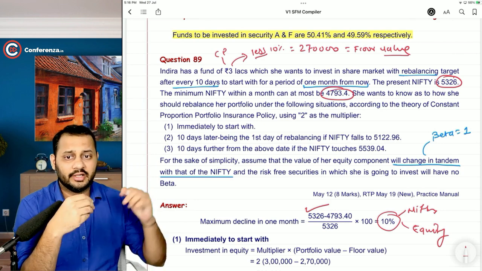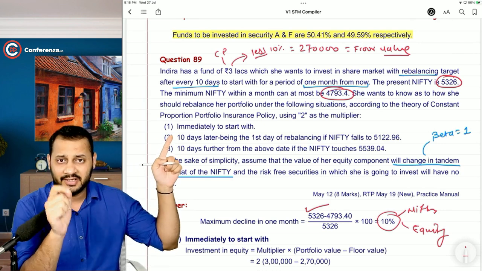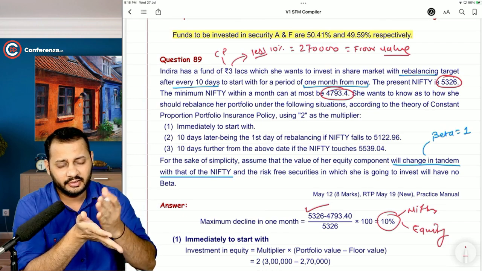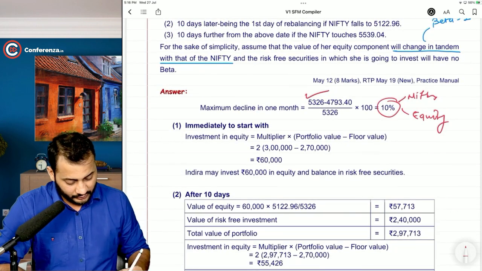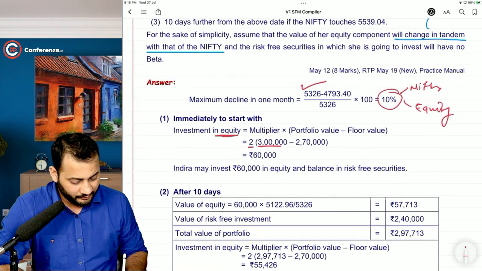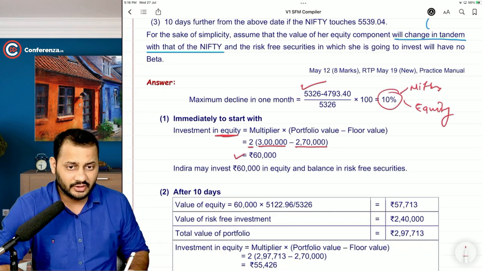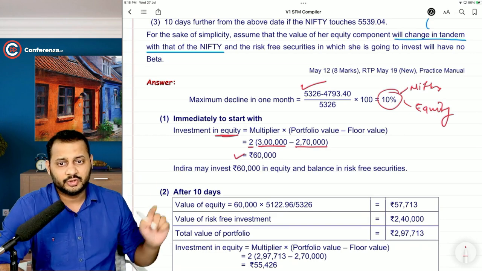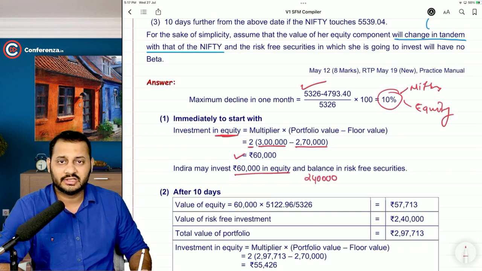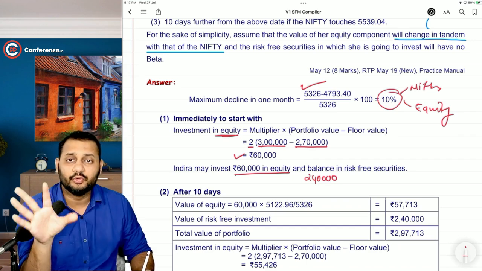Now let's calculate. If we want to start immediately, let's find out the equity component. To start with, the investment in equity will be 2 in bracket 3 lakh minus 2,70,000, which comes to 60,000. So Indira may invest 60,000 in equity and the balance 2,40,000 in risk-free security. That's it. The story is over.